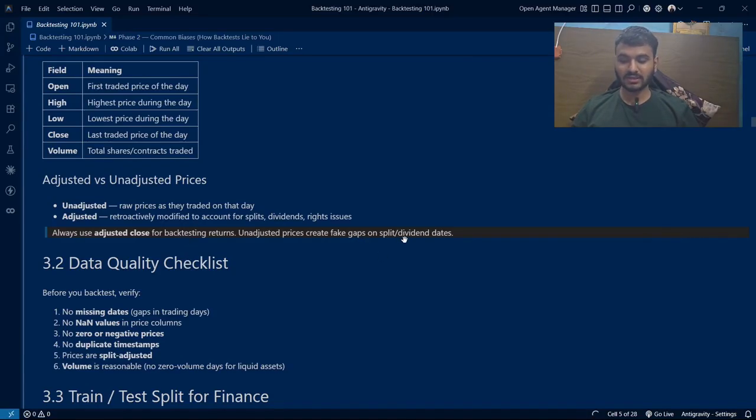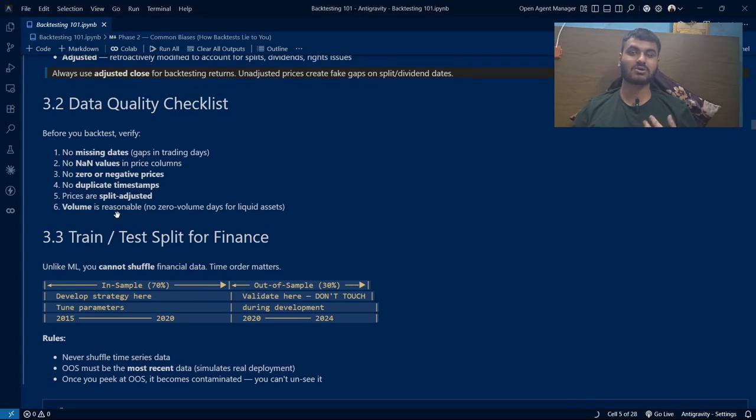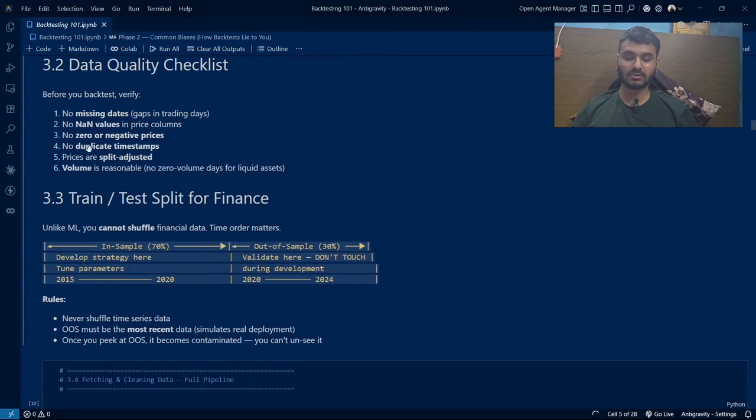Now, for data quality tests, what you should do is check if your data has any missing dates or any NaN values. No zero or negative prices should be there, no duplicate timestamps should be there. Prices should be split adjusted. Let's say a stock of $400 was split 1:4. Right now the stock will be trading at $100. What your model will see is that all of a sudden your stock fell by 75%, but that didn't actually happen, right? It was a split. Now volume should be reasonable, no zero volume days for liquid assets.